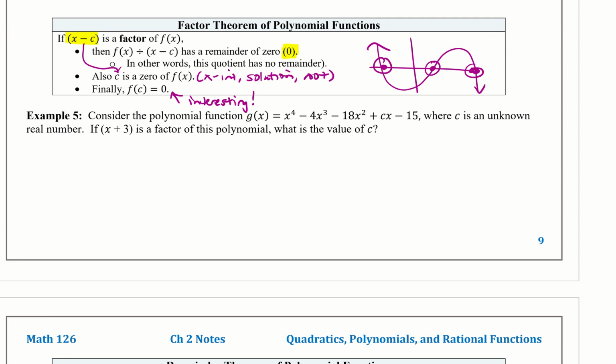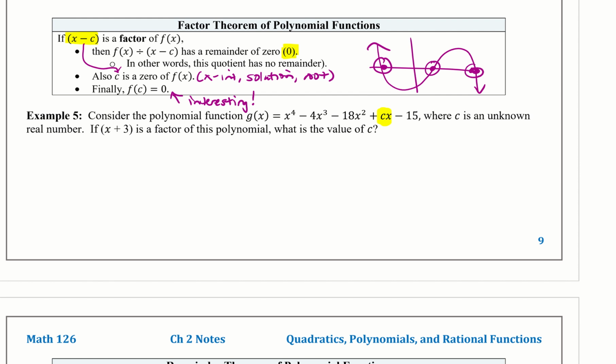So taking a look at example 5, consider that we have some polynomial that we're going to call g, and there's this expression. You might notice that the coefficient of the linear term is represented with a variable c. So c is some unknown number. Now c is just a random letter. We could have picked a or whatever. So it's not necessarily related to the c in the factor theorem. Okay, so it's just random that I chose that.